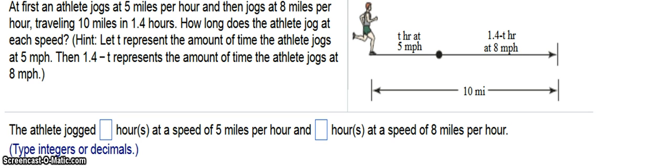So let's take a moment to read it. At first, an athlete jogs at 5 miles per hour and then jogs at 8 miles per hour, traveling 10 miles in 1.4 hours. How long does the athlete jog at each speed?